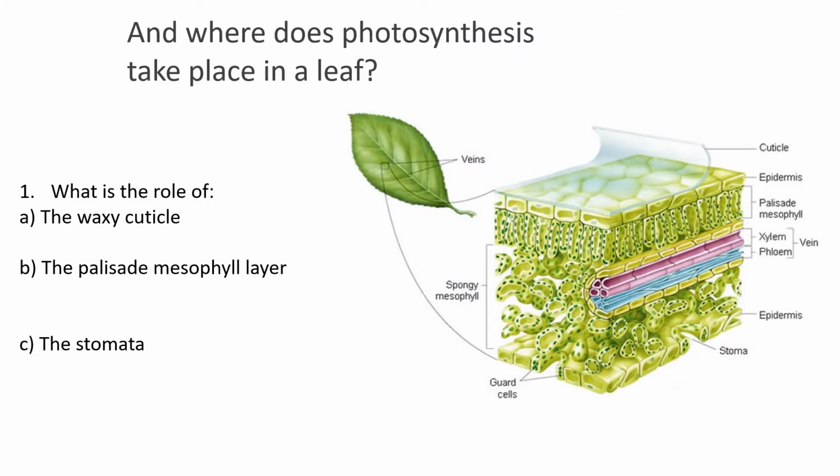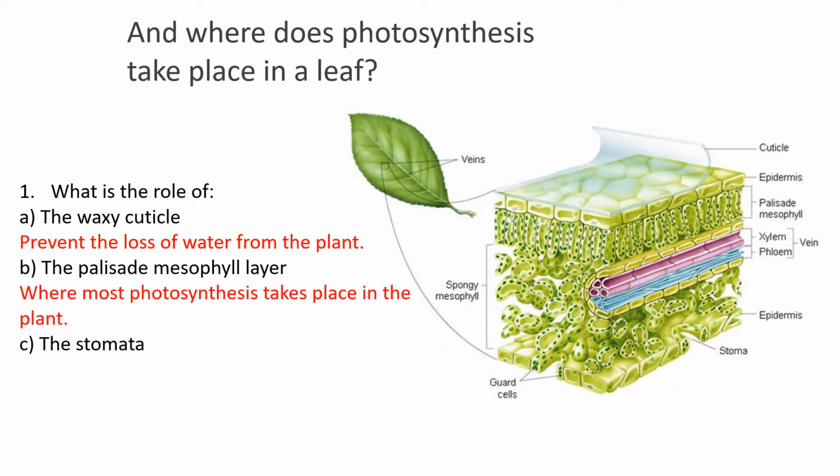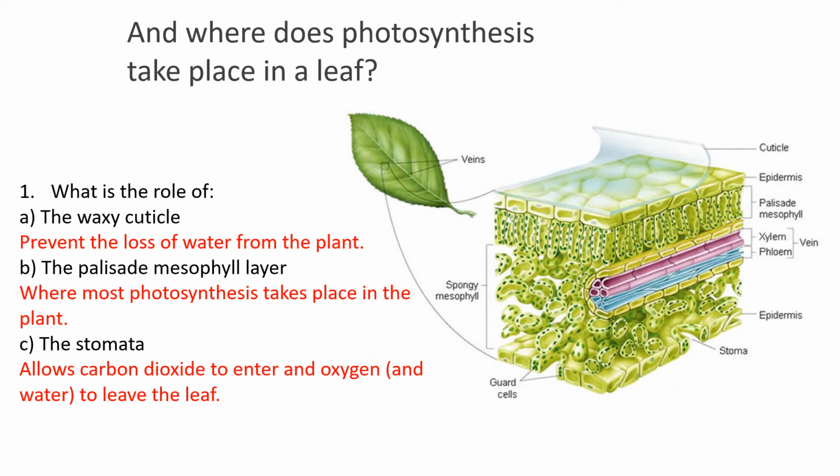Where does photosynthesis take place in a leaf? Let's take a look into these functions of waxy cuticle, palisade mesophyll, and the stomata. To prevent the water loss of a plant is the function of waxy cuticle. In the palisade mesophyll, most of the photosynthesis takes place in the plant, and the function of stomata is to allow carbon dioxide to enter in the leaf and oxygen to leave the leaf.